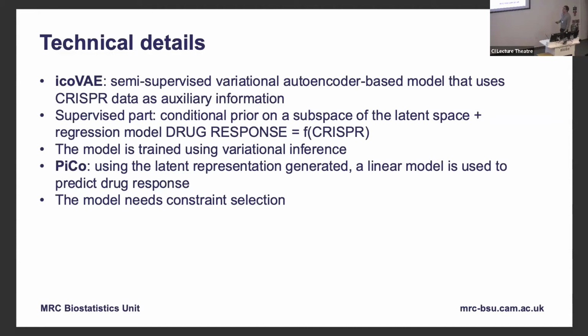We use variational inference to train the model. And importantly, the model needs constraint selection. That is, we need to know in advance which CRISPR genes are going to be relevant to predicting the drug response for that particular drug. The way that we do that is through hypothesis testing. We control for a lot of confounders that happen in these CRISPR experiments, and then we identify those genes for which the dependency of that particular cell line on that gene is predictive of a drug response.